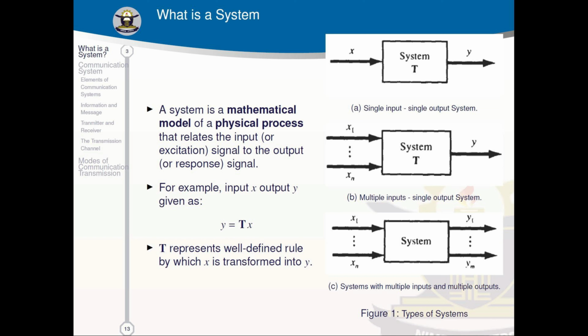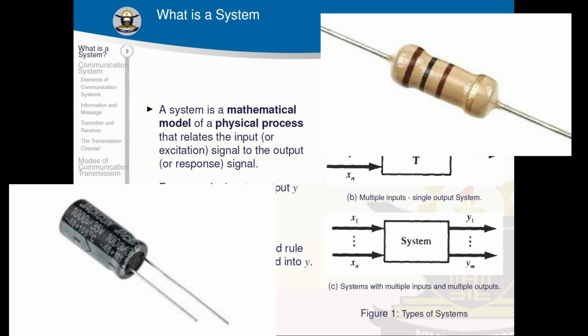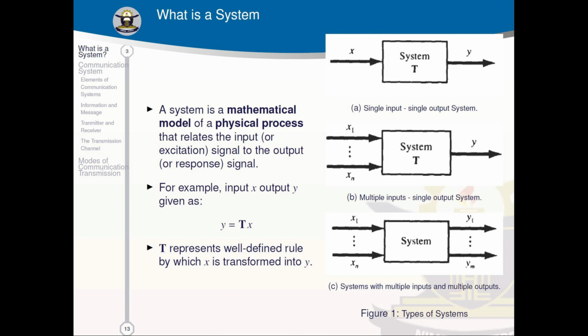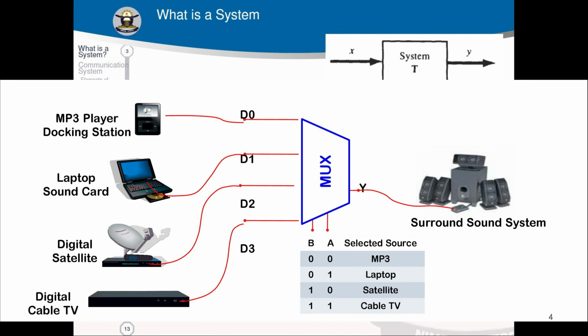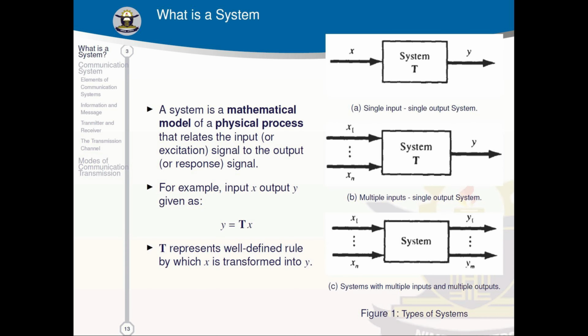Single input, single output means that it has just one input and then the output is also one. One input, one output. An example of the single input, single output is a resistor or a capacitor. Then multiple input, single output system is a system with multiple ports at the input and just a single output. An example is the multiplexer. Then multiple inputs, multiple output systems. They have multiple inputs to them and then multiple outputs also to them. An example is the full adder.